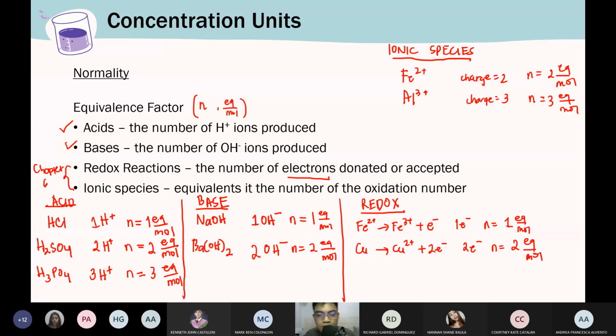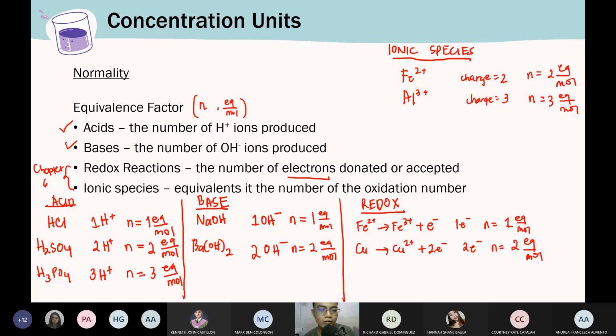And since there are so many types of equivalence factor, we do not use normality anymore. Okay? Pero lalabas yan sa quiz. Ngayon, lalabas pa rin siya. But yung acids and bases lang. Yung redox, hindi na natin gagawin. Pati yung ionic. Okay? It's too complicated na.